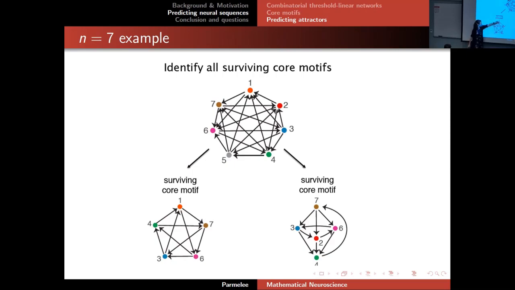So node 1 sends to the next 2 in the cycle. 7 sends to the next 2 in the cycle. Each of these sends to the next 2 around. So it has a nice cyclic behavior.